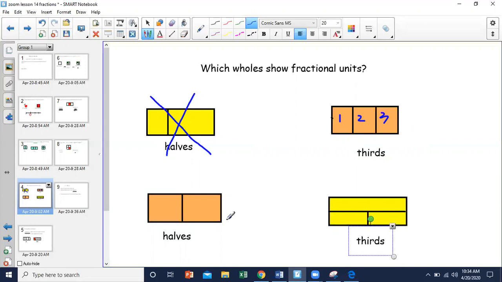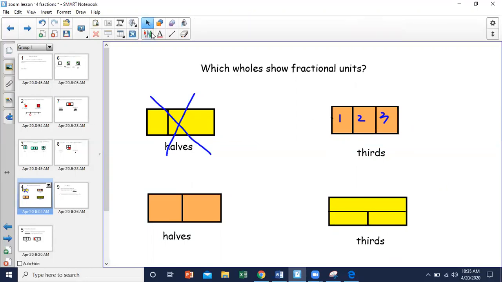What about this rectangle here? I see one partition line, and these parts do look equal. Is this whole rectangle showing halves? It is showing halves. Excellent job, scholars. And last but not least, what about this rectangle? Is this rectangle showing thirds? Well, I see 3 parts, but are those parts equal? Excellent job. We can see that this top part is much longer than the 2 bottom parts. So this rectangle does not show thirds.